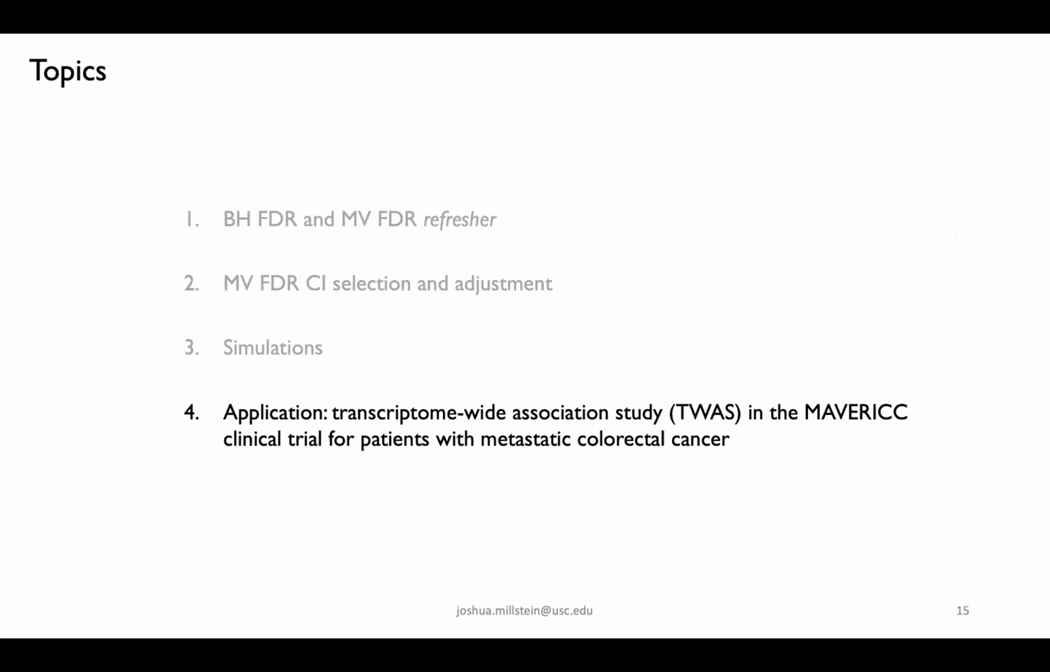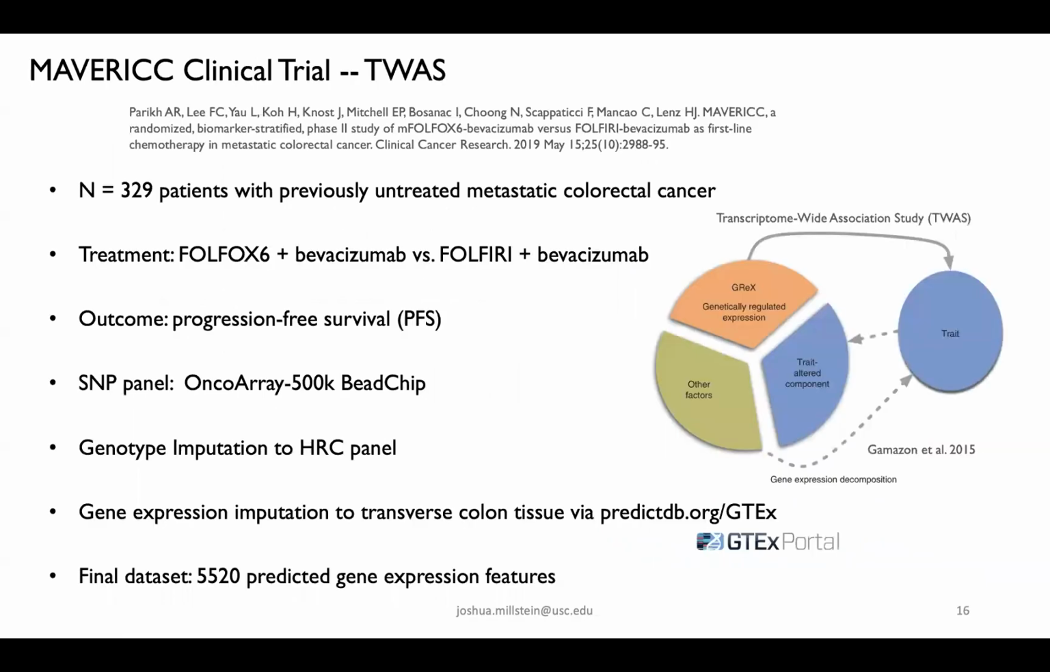Okay, so the application to the Maverick clinical trial, there's 329 patients with metastatic colorectal cancer. They were treated, there were 2 treatment arms, FOLFIRI plus bevacizumab and FOLFOX6 plus bevacizumab. The outcome that I'll show here is progression-free survival. All these patients were profiled with the OncoArray 500K SNP panel.